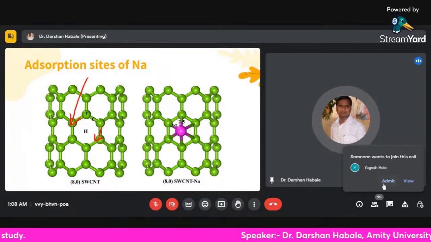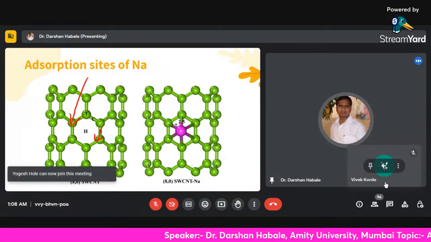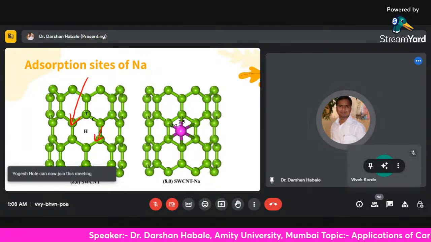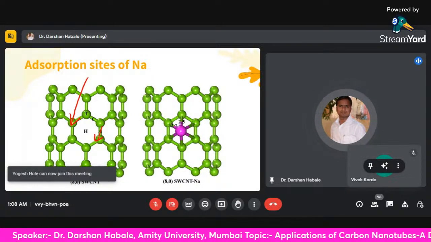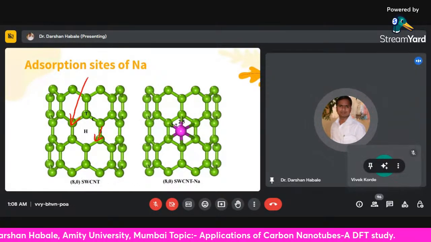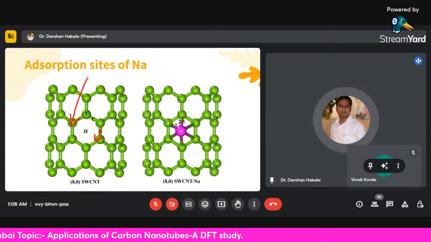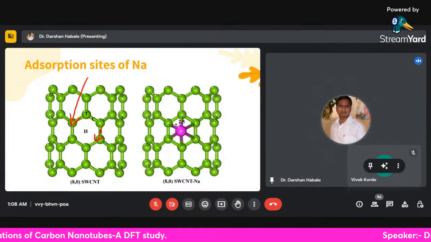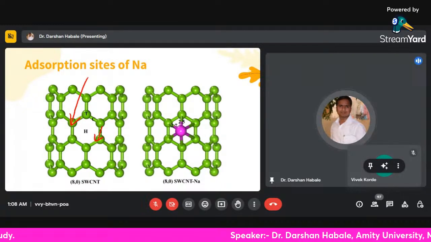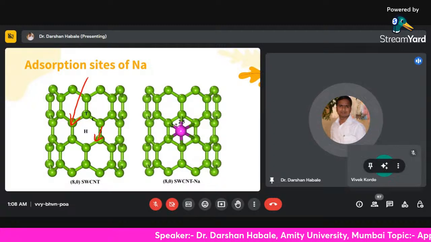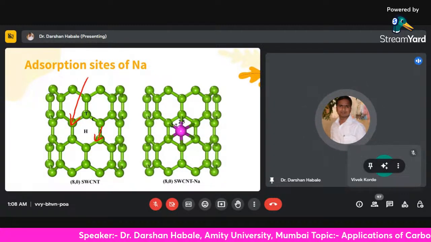After this, we are going to attach the hydrogen atom, or we will try to adsorb the hydrogen atom on this sodium carbon nanotube system, the Na attached (8,0) carbon nanotube system. It is not only sodium, we have also tested potassium and lithium.